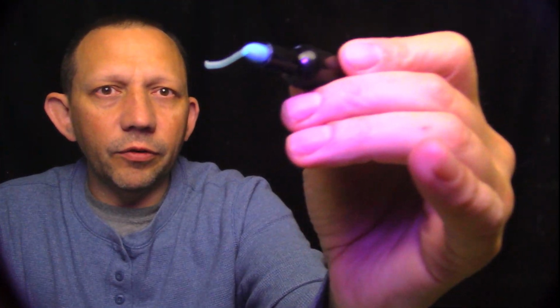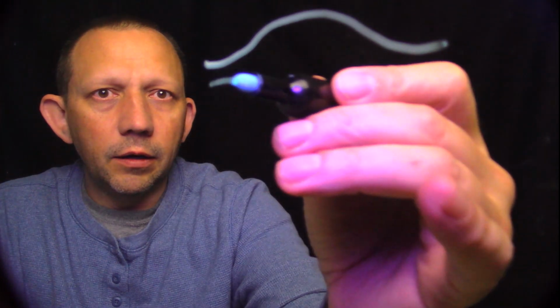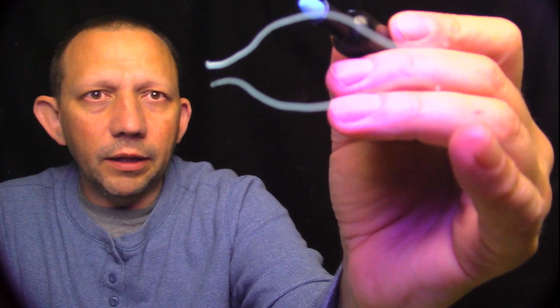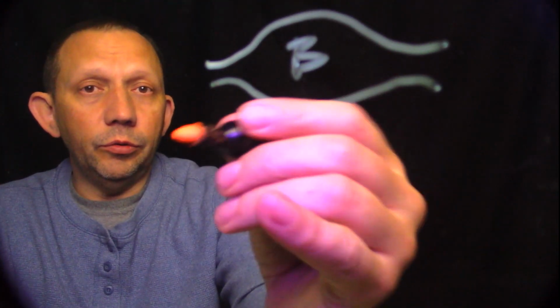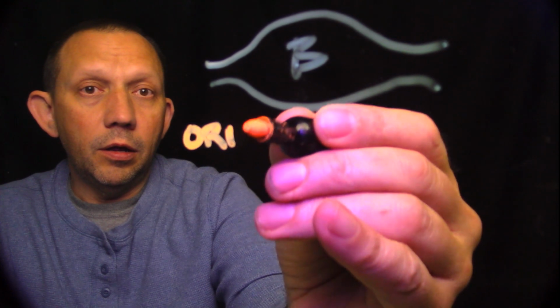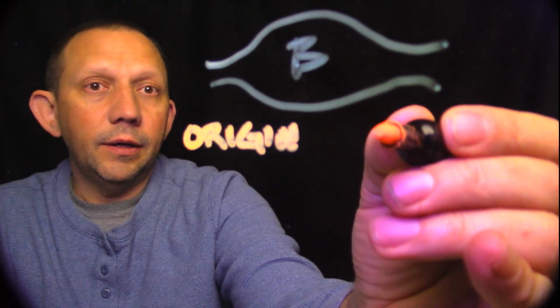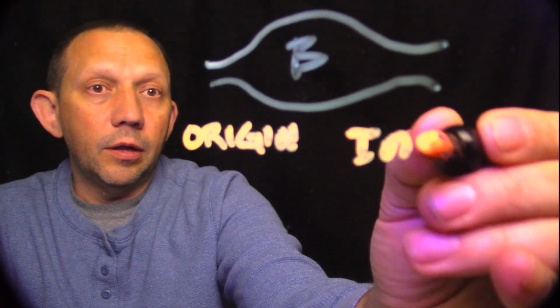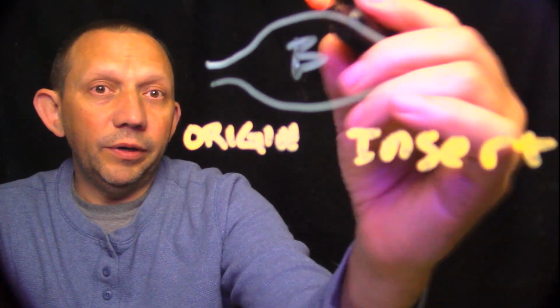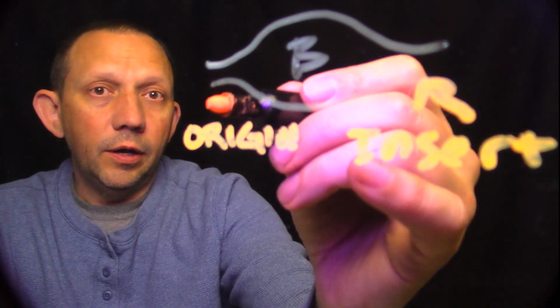So we have a muscle which has a belly. Okay, in the middle is the belly. And put it right here, B, belly of the muscle. And it's going to have an origin, which we're going to put here, and an insertion. Okay, insertion is here and origin is here.